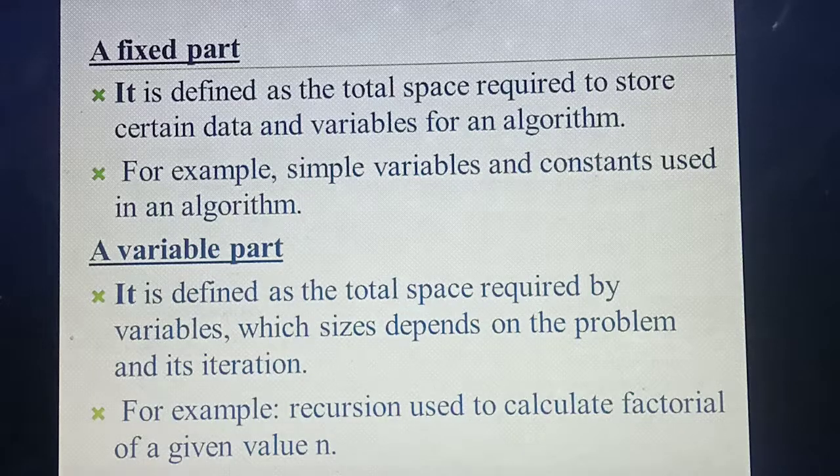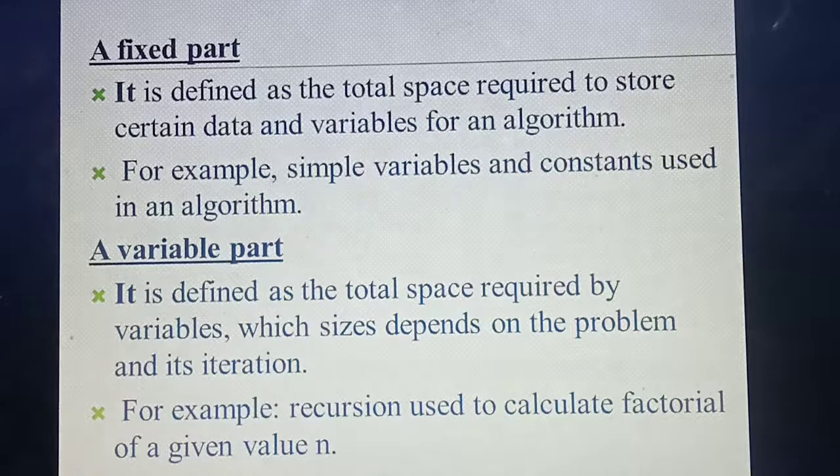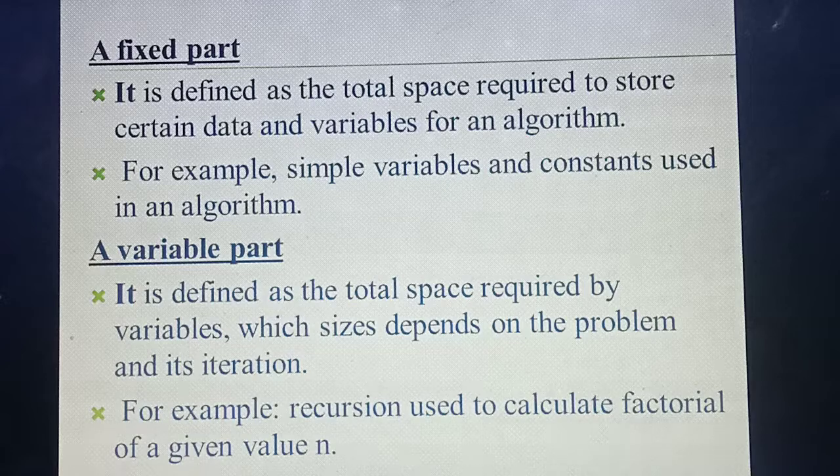Listen, variable part means here also you are going to calculate how much space is required by the variables, but it will change. That means the memory space for storing variables, the size of the memory, will change based on your problem and its iteration. What do you mean by iteration? For example, last year you have studied the loop concept, isn't it? For i equal to 0, for example.